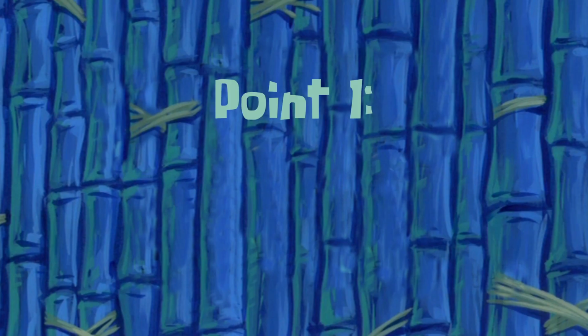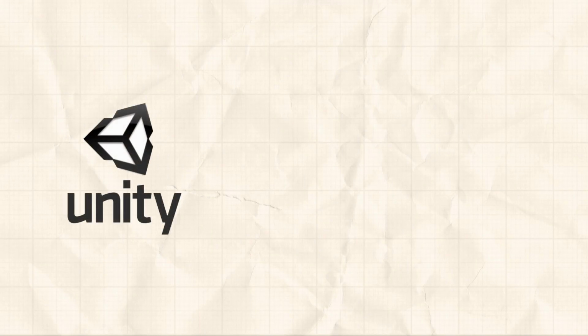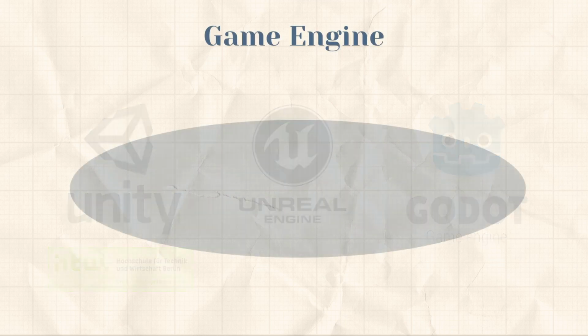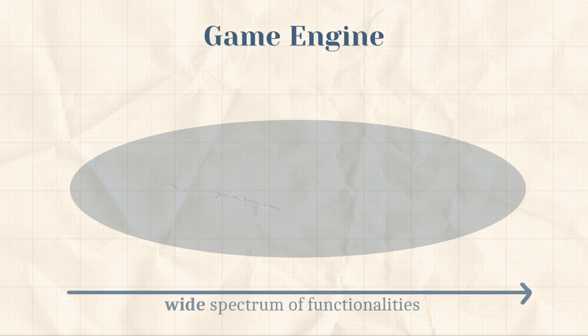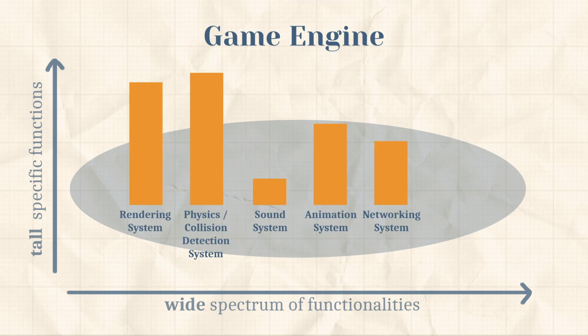Point 1. What is Unity? Unity is a game engine. There are other game engines out there like Unreal or Godot, but because we learned Unity in university, we use Unity. To explain an engine in my civilization lingo, a game engine is a wide software that combines different specific tall functionalities that do not have to depend on another, but make it more comfortable to make a game in their combination within an engine than from scratch.